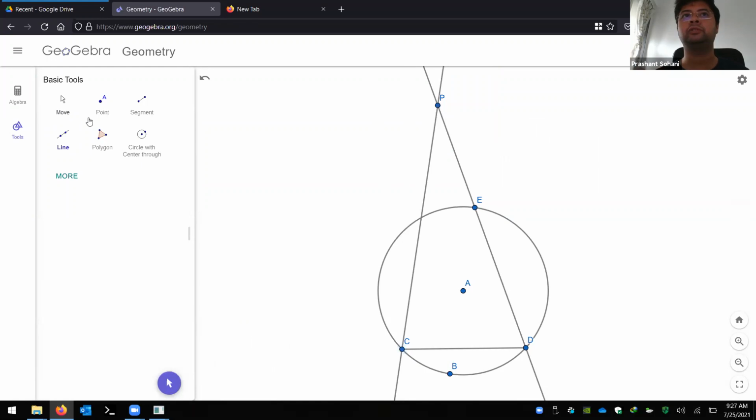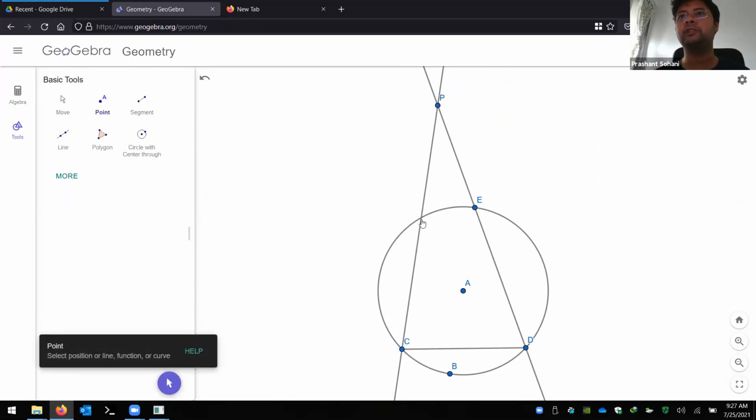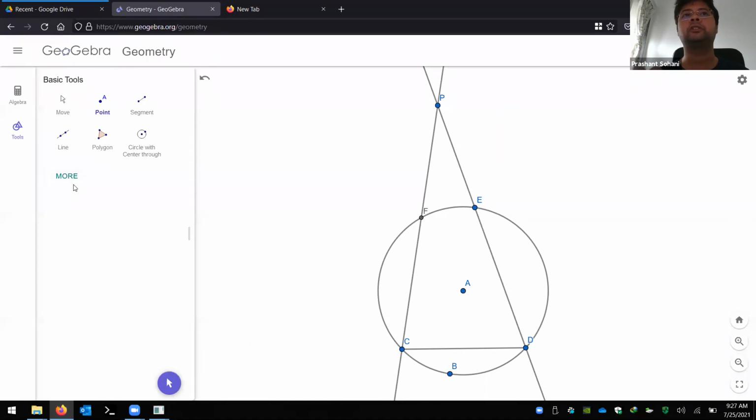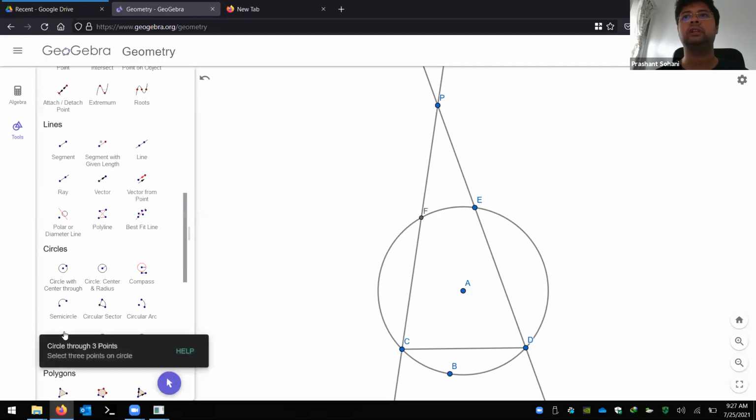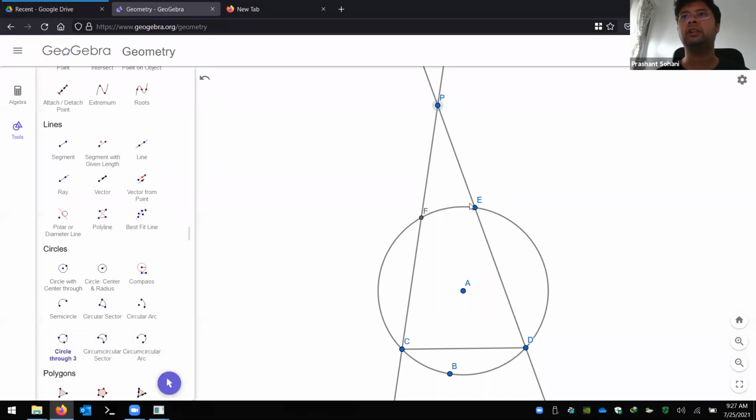So if I join this, okay. I am interested in the circle of PEF, or rather the circumcenter. And let's see what happens. I mean, there are no guarantees.